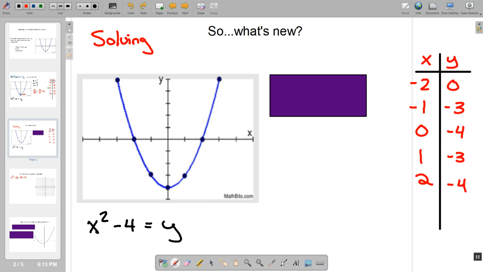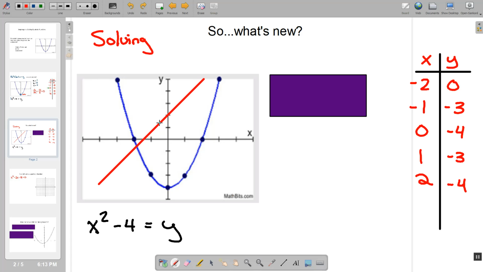Well, before we talk about solving quadratic functions, I want to talk about solving systems of equations. Now, systems of equations were just lines that went through certain points. And the solving was finding out where the lines intersected. Okay, so the solution to a system of equations is where the lines intersected.